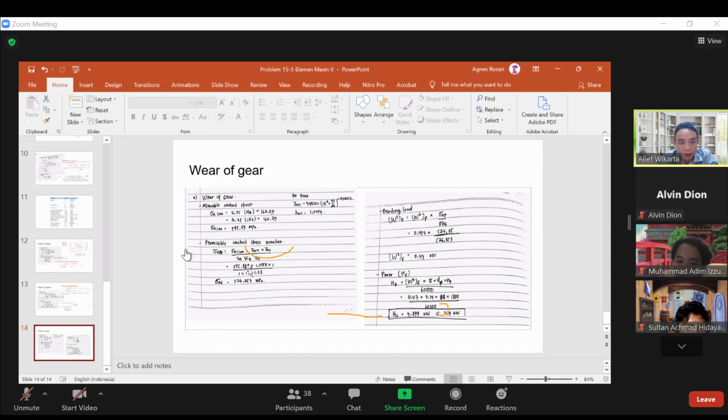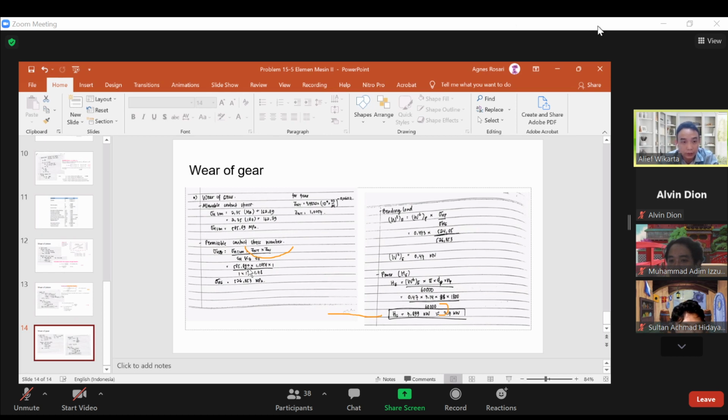Let's say from AGMA bending we got 5 horsepower, and AGMA surface is 3.9. So which value will you use, 3.9 or 5, in order to define the power rating of the gear? Maybe the bending. You mean 5 horsepower? Yeah.